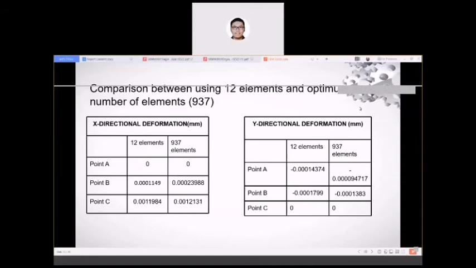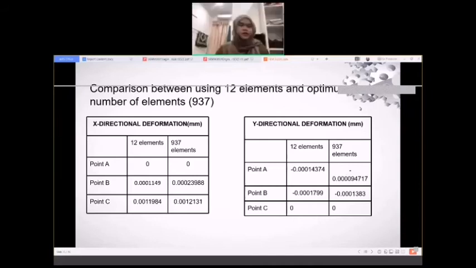Okay, so now I'll be explaining to you the comparison between using 12 elements and the optimum number of elements, which is 937. I'm going to show you the difference between using these numbers of elements. First, as you can see at the table where it shows X directional deformation and also Y directional deformation. When using the 12 elements for X directional deformation, you can see at point A, point B, point C, the value when you use 12 elements is less than when you use 937 elements. This is also the same for the Y directional deformation.